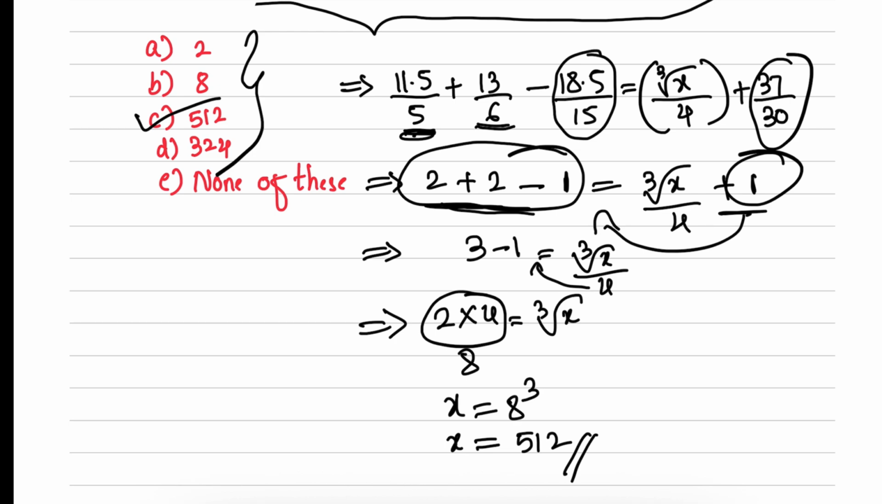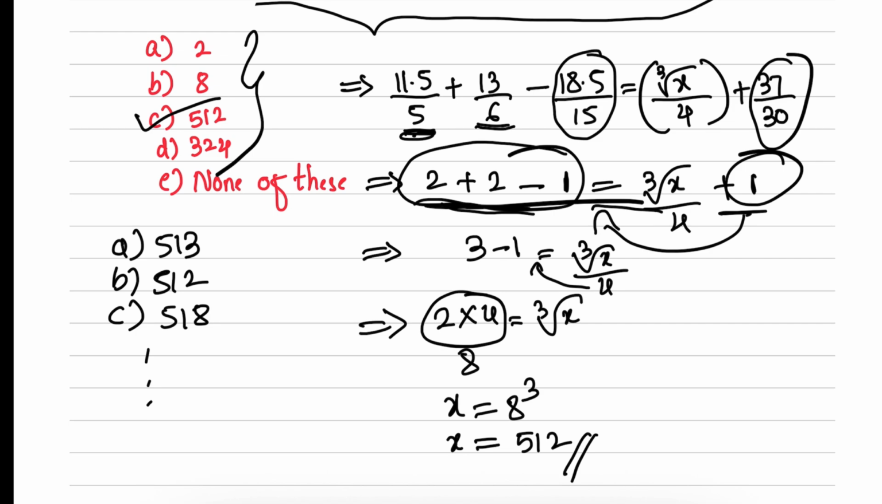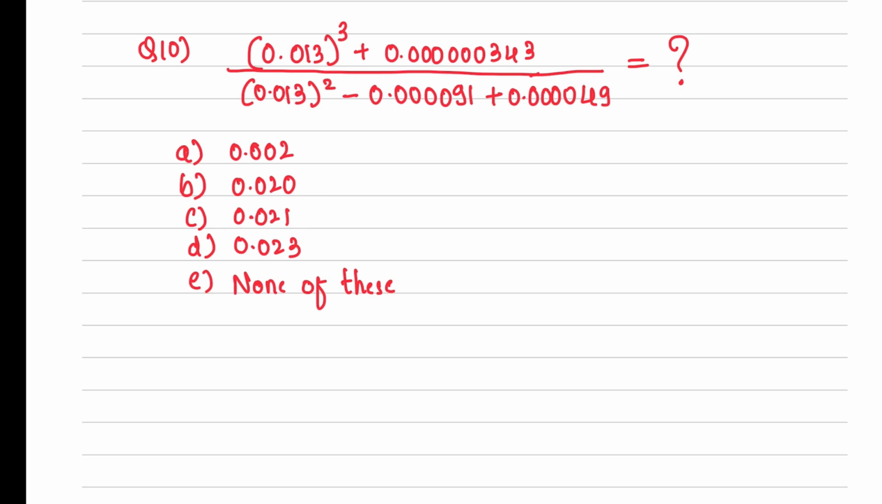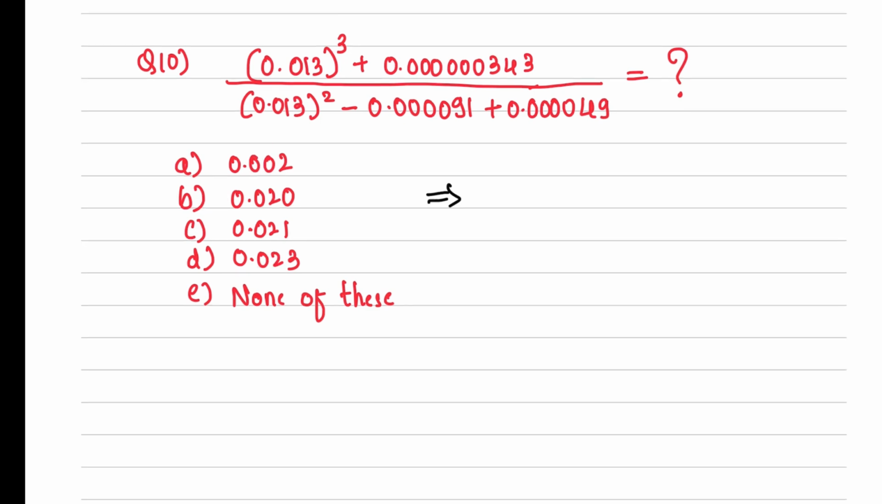But if the answers are like 513, option B 512, option C 518, like that, if options are there, then you can't round off the values because the answer may vary. So if the difference in the answers is too much, then you can round off the values and get the right answer. See the last question, and again if you see, this is based on the formula.